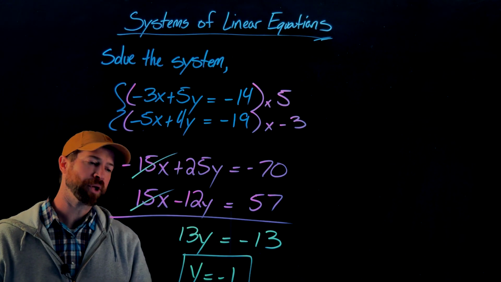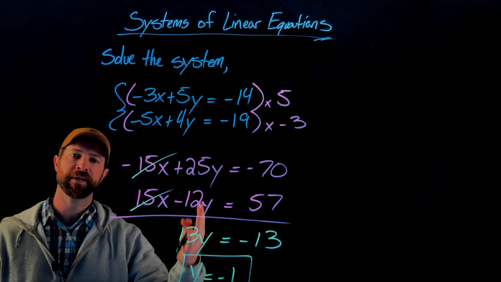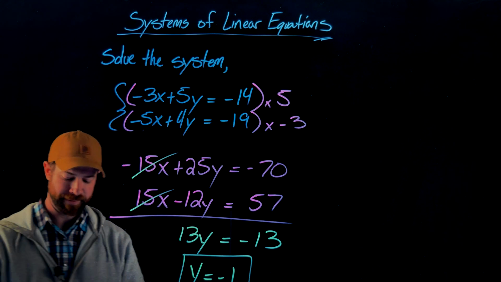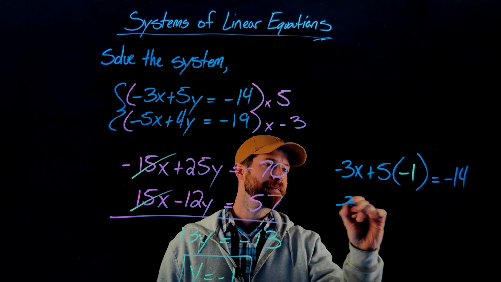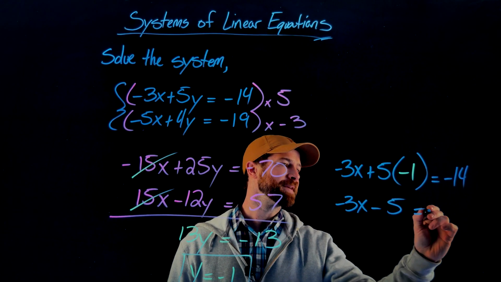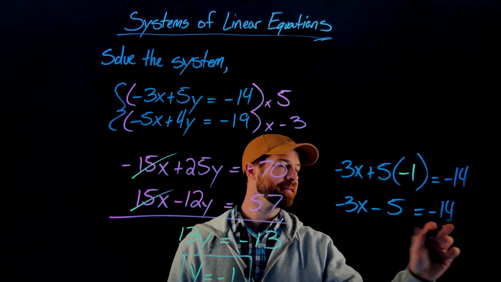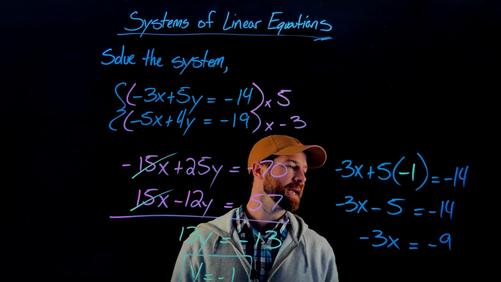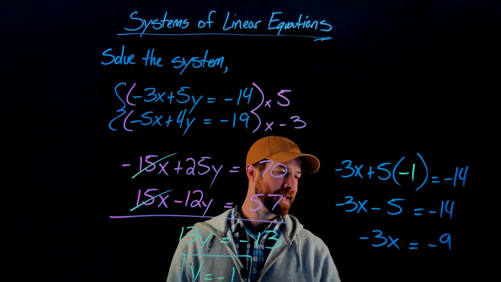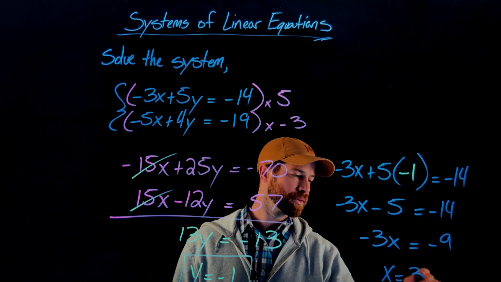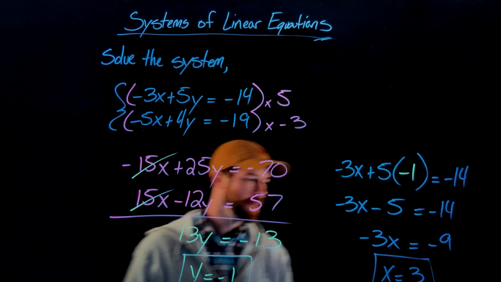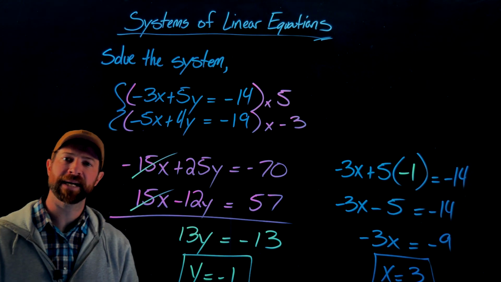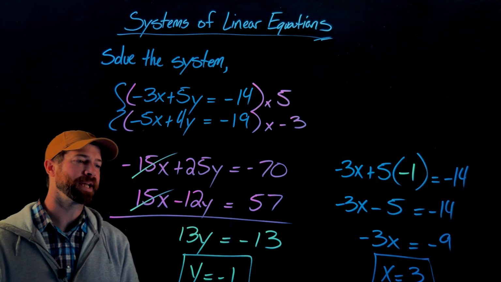As always, I need to plug this value for y into one of the original equations. I'll use the first equation and I'll solve it for x. This will give me -3x minus 5 is -14. I'll add 5 to both sides of this equation to get -9 here, and then divide by -3 to get x equals 3. This will give me a solution to my system of linear equations of x equals 3 and y equals -1.